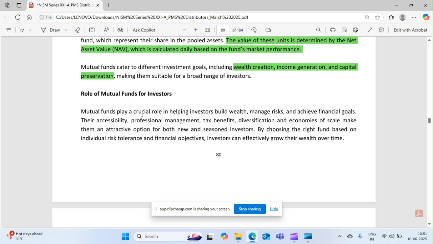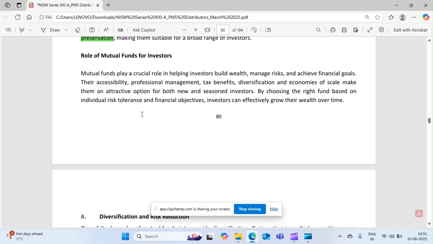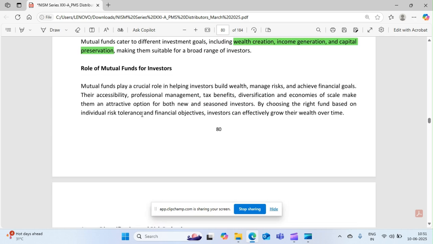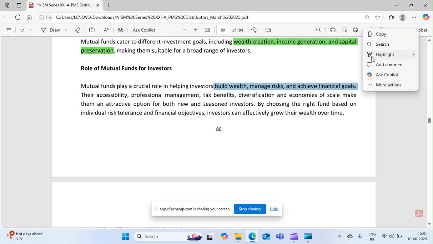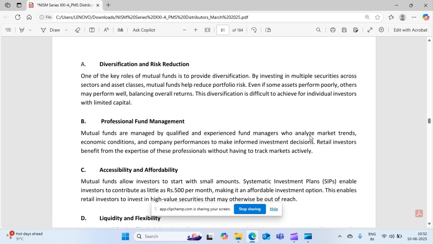What is the role of the mutual fund? So mutual funds have many types of roles that they perform. Okay, mutual funds basically help build wealth, manage risk, and achieve financial goals. So if you are an investor, you may depend or rely upon mutual funds for these purposes. Correct. Now let me take you to the key benefits that mutual funds bring.